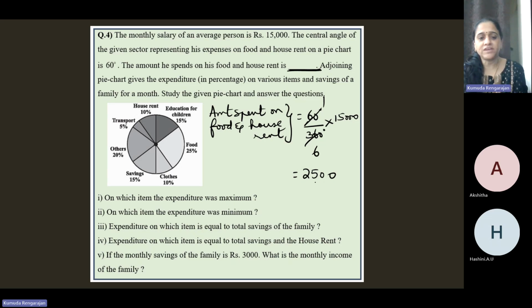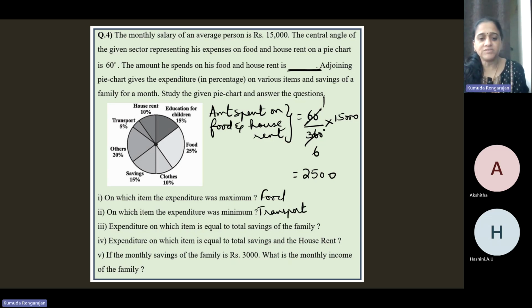On which item was the expenditure maximum? See the percentages. The expenditure is maximum on food, 25%. Minimum? Transport, because only 5%.